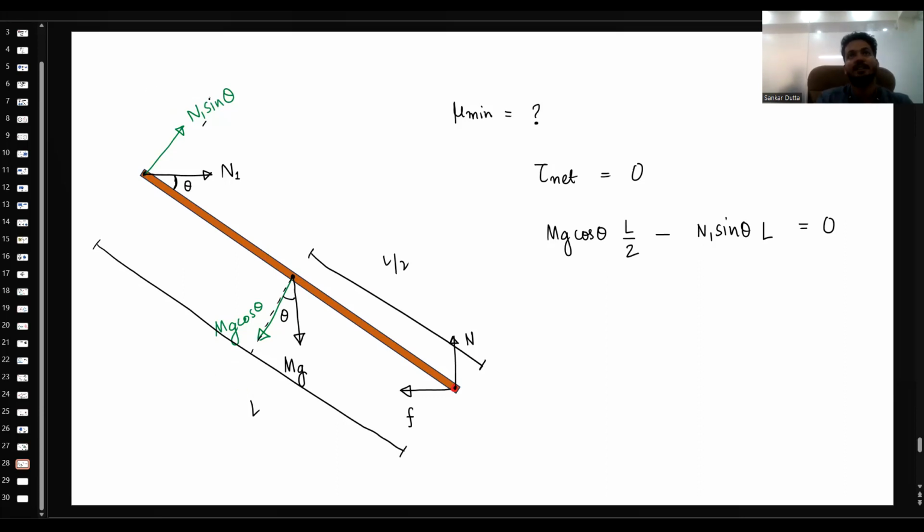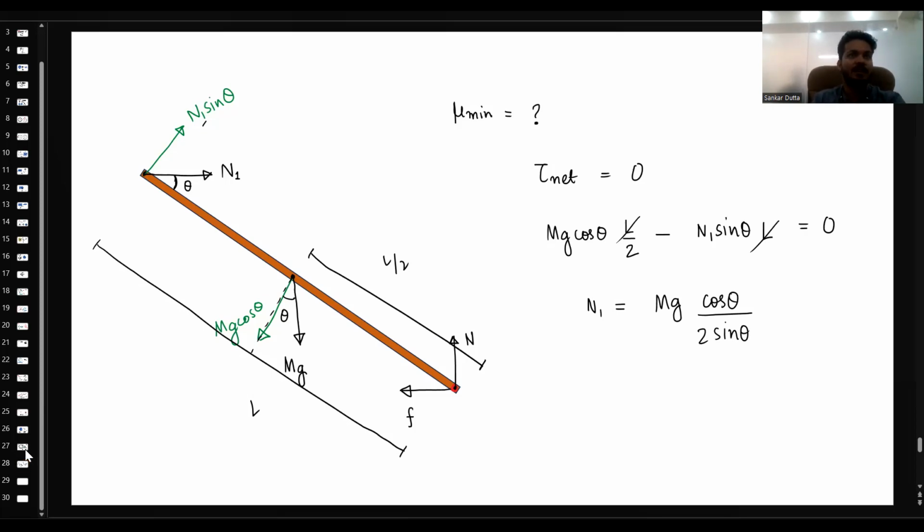So when we equate them, guys, L cancels. And from here, you'll be able to find out the value of N1. N1 will be equals to mg cos theta by 2 sin theta. Guys, tell me if this makes sense. Yes or no, guys? Yes, sir.